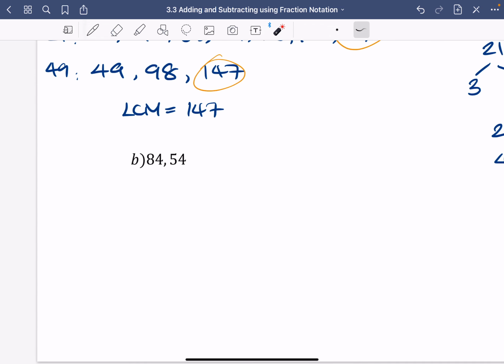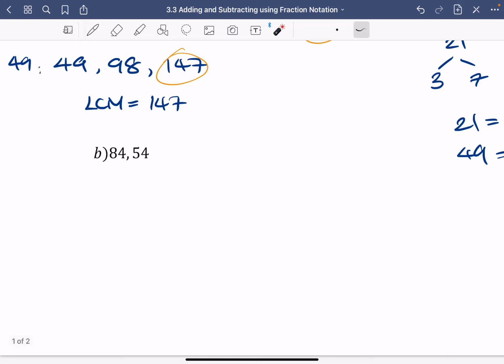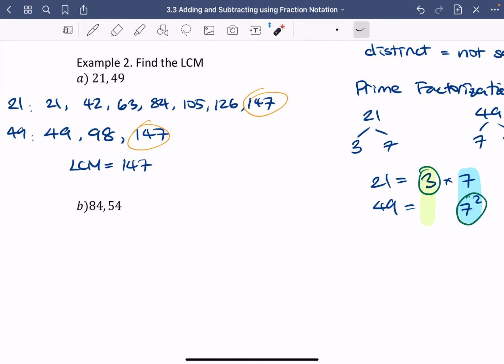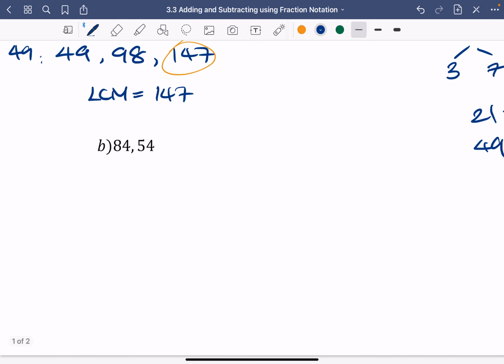Now the next one we're going to do is 84 and 54. I'm not going to find all the multiples of each now. I'm just going to use the prime factorization. You guys will see why. So 84 is divisible by 4 and 20. So 84 is 4 times 21. 4 is 2 times 2. 21 is 3 times 7.